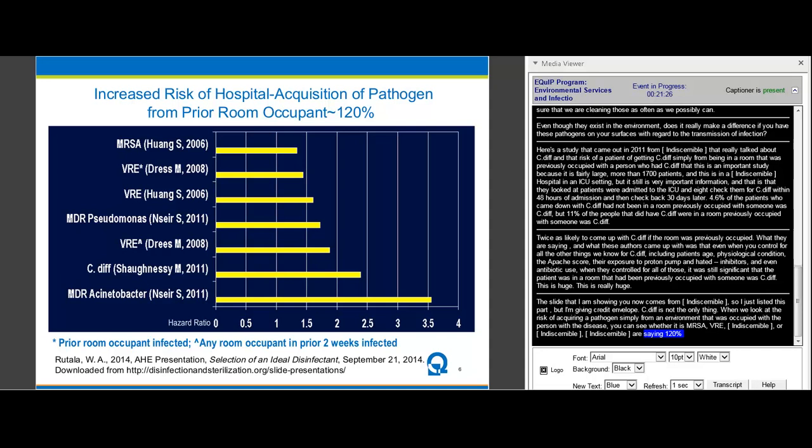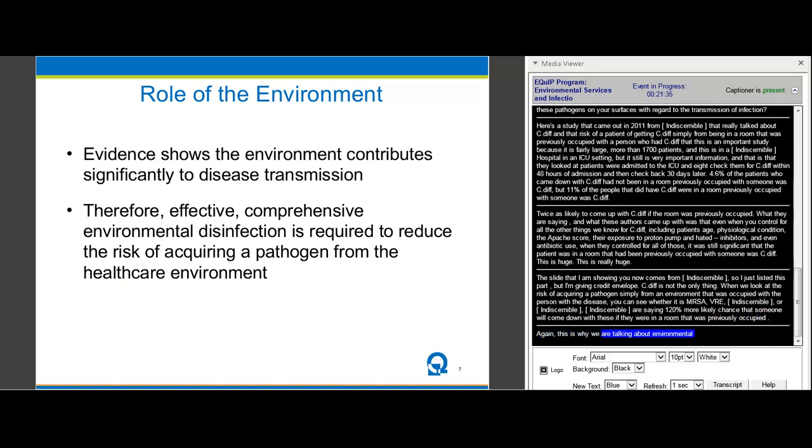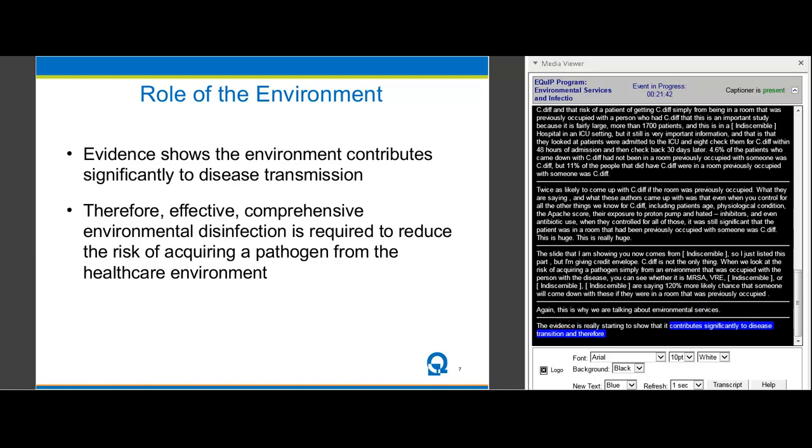So again, this is why we're talking about environmental services. The evidence is really starting to show that it contributes significantly to disease transmission, and therefore having a really good, comprehensive, effective disinfection program is essential for your environment.